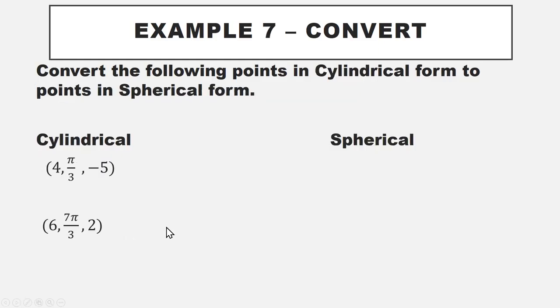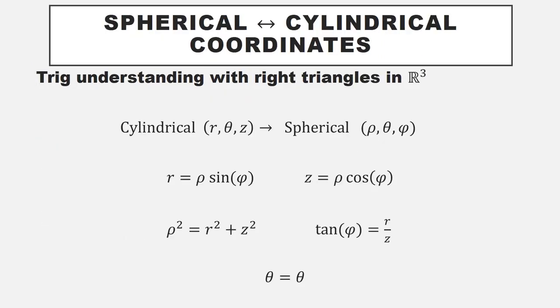Remember, in the spherical system, we always do rho, theta, phi. In the cylindrical system, it's always R, theta, Z. And in the rectangular system, it's always X, Y, and Z. So we'll do all of those conversions right now.